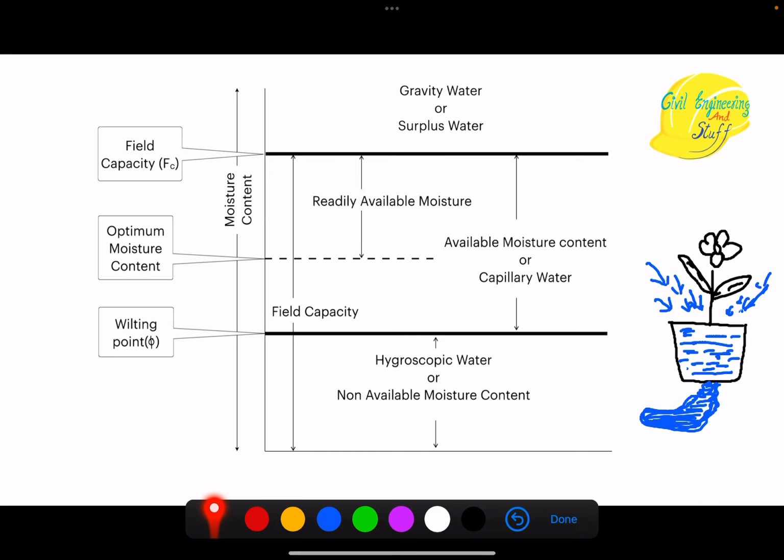Now the range between the field capacity and the optimum moisture content, this range is called the readily available moisture content. This amount of moisture content is easily available for the plant to extract from the soil.